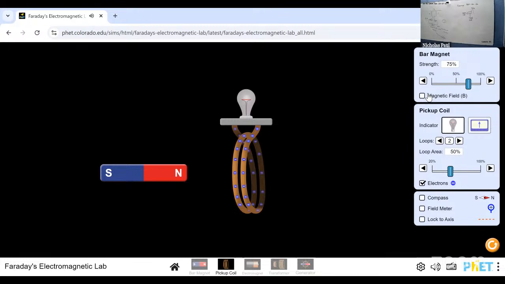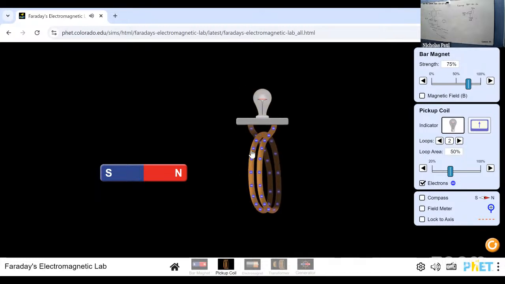Right. So right now, this one is the opposite, right? I don't think I'll get to move this. So I have a conductor here. Right now, no current in it. You're seeing that? No current in it, right? Because the bulb is not lighting up. And I have a magnetic field here.